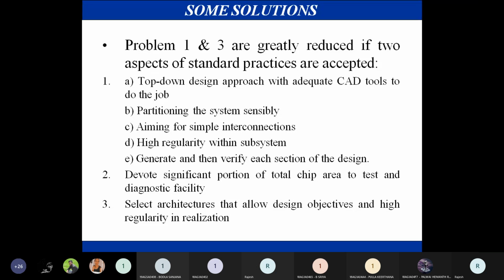Your design must be done in a top-down design approach. What is the top-down design approach? It must be using some CAD tools, and any IC design must be considered in a top-down design approach. Then you have to partition the system sensibly. What is partitioning the system sensibly?